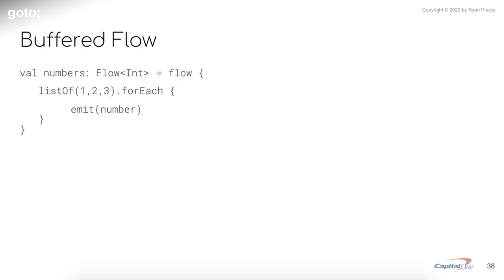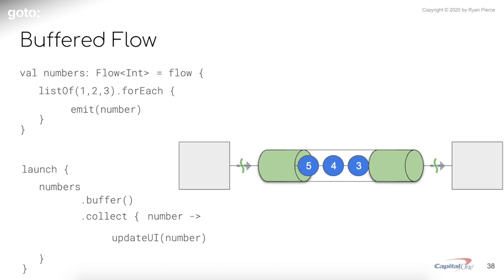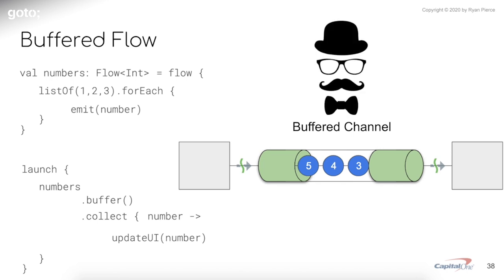For example, let's say we wanted a buffered flow, which is when a flow can hold on to values before the collector actually receives those values. We can do this simply by referencing our numbers in our coroutine and appending a buffer in between numbers and the collect operator. And what this does is it actually inserts a channel in between two coroutines, with one coroutine being the original collect coroutine, but the flow builder being a new separate coroutine. By doing this, the buffer channel allows the flow to be buffered and behave just like our old flow, except with the buffer in the middle.